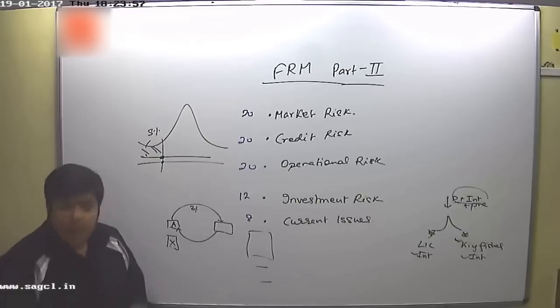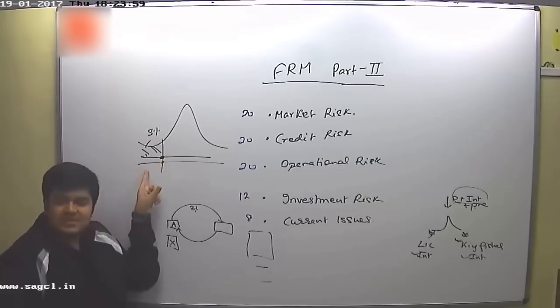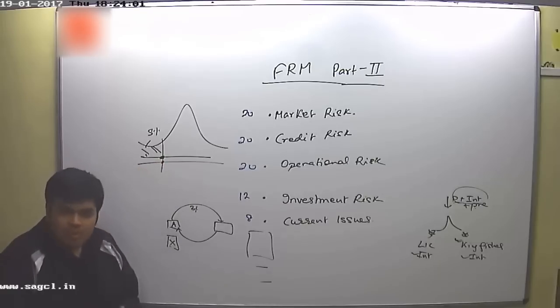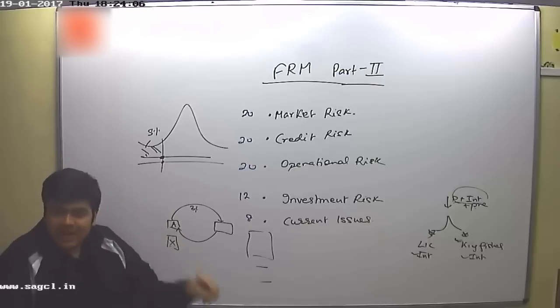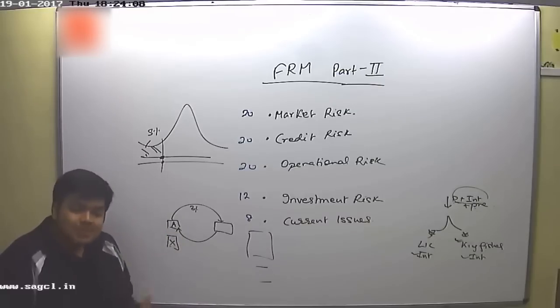This was VAR. But what if my losses do exceed this level? Then what is your expected loss? You don't know about that. What if my losses are exceeding this level? Then what is going to be my expected loss? You don't know that. Expected shortfall.